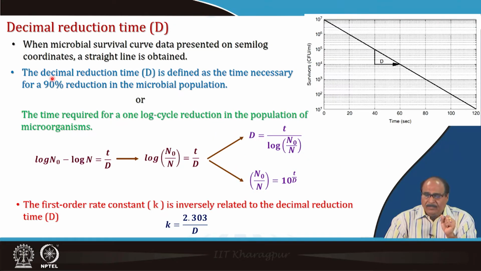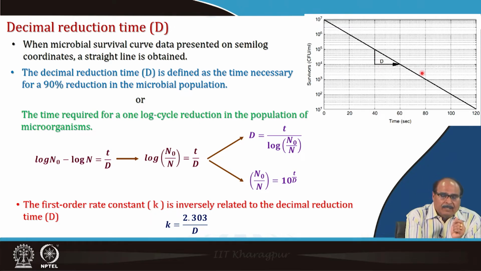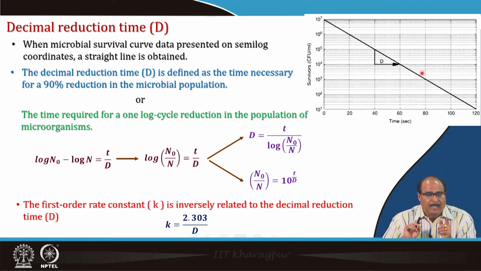Decimal reduction time: you can see here in the survival curve, when CFU per ml is plotted against time on a log scale, you get a straight line, and the slope of the curve is 1 by D. When the microbial survival data are presented on semi-log coordinates, a straight line is observed, and from this you can calculate D, capital D, normally called the D value. It is the decimal reduction time.